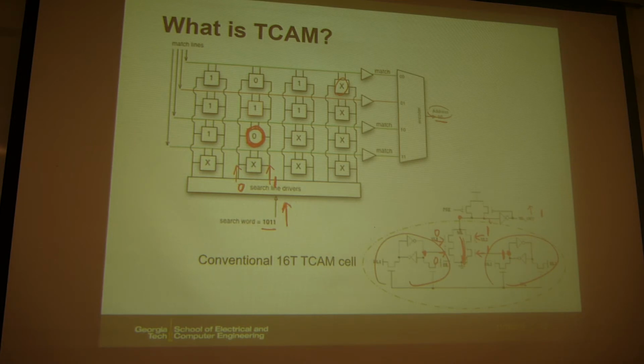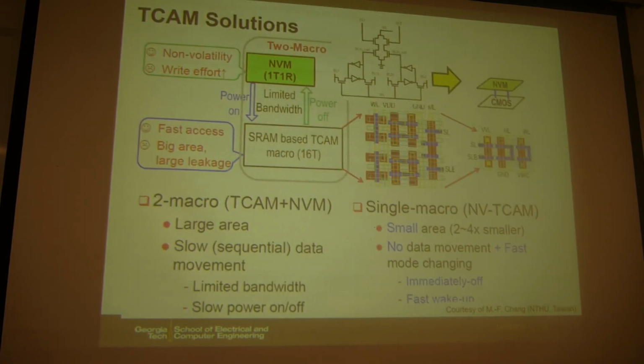And if you want to implement an X condition, you don't care, then you can have both of them be 0, I think. Then you can implement the match condition. So this is how you do this TCAM with SRAM, essentially, with some pull-down network. Of course, this cell is very large. You need 16 transistors. And then the question is, if you use emerging memory, can you make this smaller?